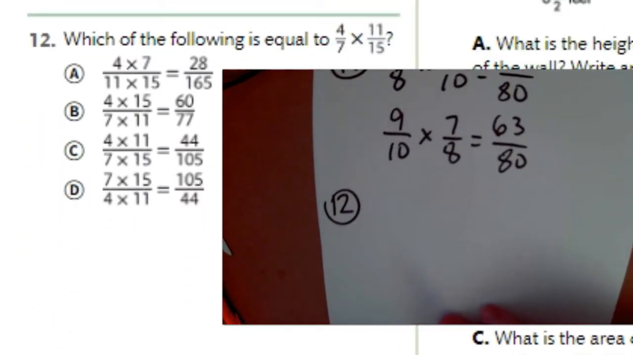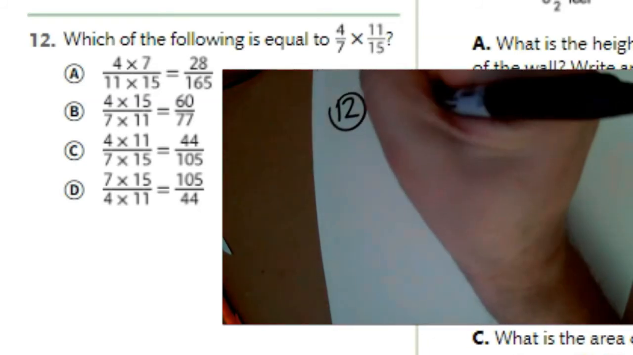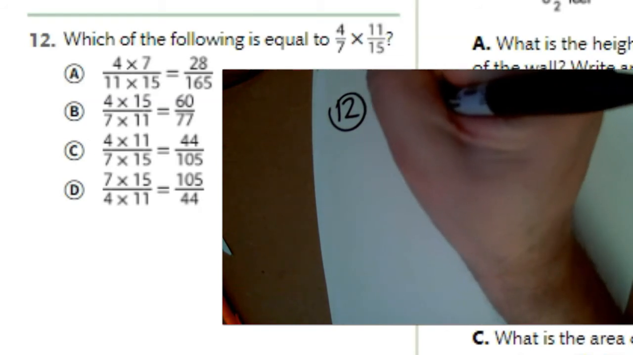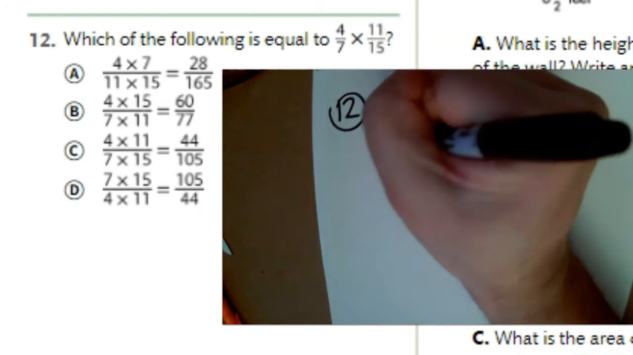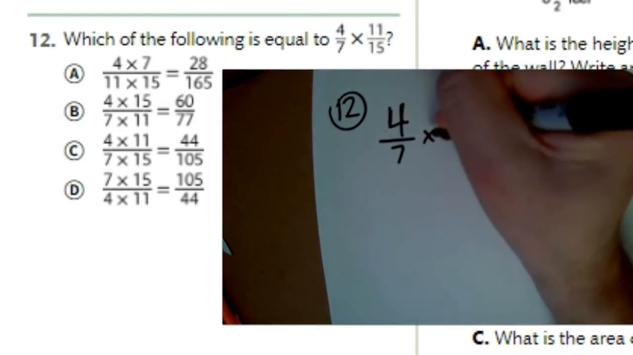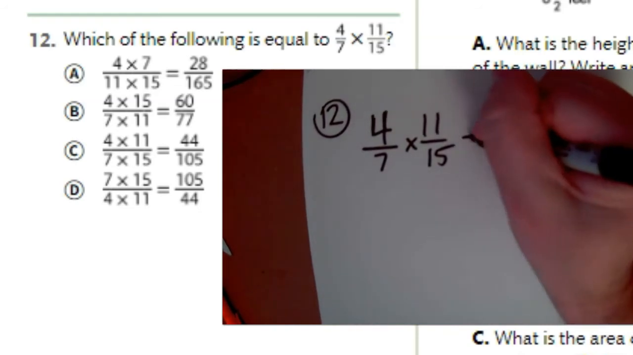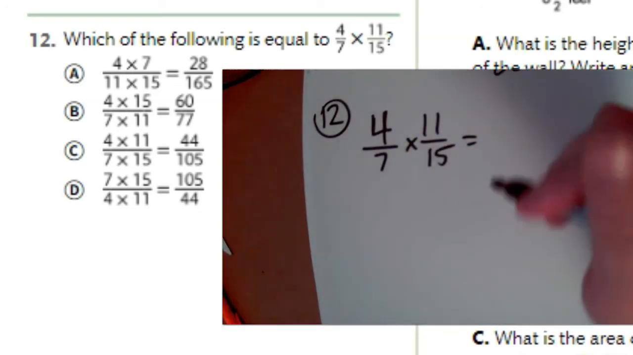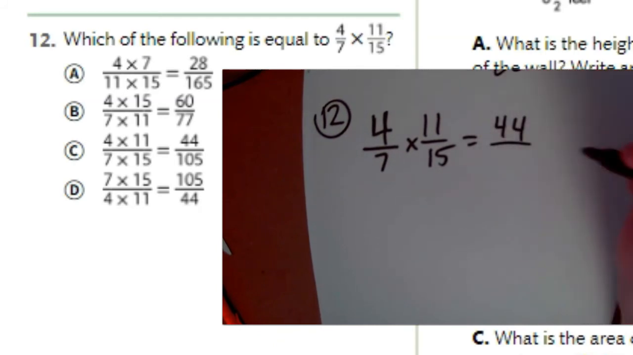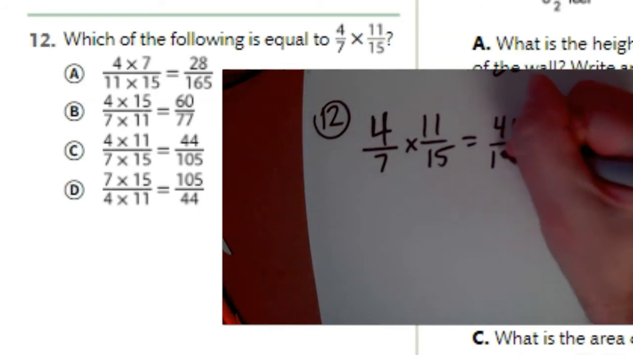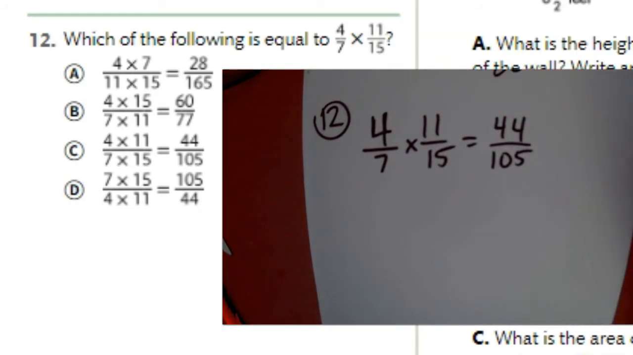On number 12, it says, which of the following is equal to 4/7 times 11/15? I feel like we've seen something like this before. Last time, if you remember, I just solved that, 4/7 times 11/15, and then I looked at my multiple choice options to see which ones were equal. So think about cross-simplifying, but we can't do it. 4 times 11 is 44, and 7 times 15 is 105. Now, you may not have that memorized. You may need to solve that off to the side, and that's fine. We get 44 over 105.